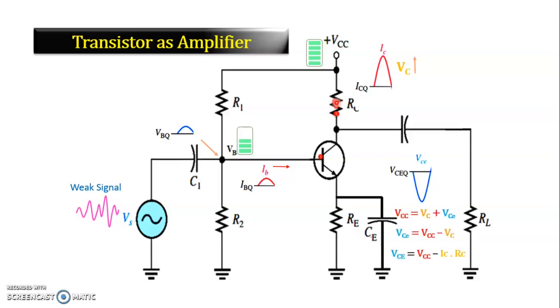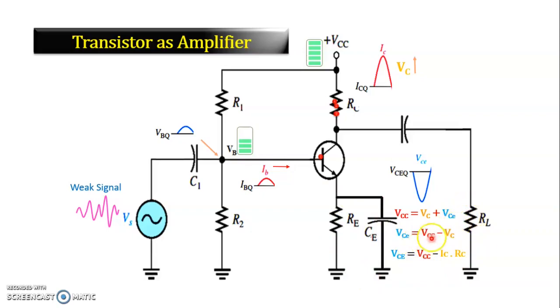This can be understood by this equation where VCC equals VC plus VCE. Now VCE equals what? VCC minus VC. So what is VC? VC is the voltage drop across this RC resistor. VCE is the potential difference between collector and emitter, and here the bypass capacitor is applied. So for the AC circuit, the voltage drop across this RE will be 0, so we are not including it here.